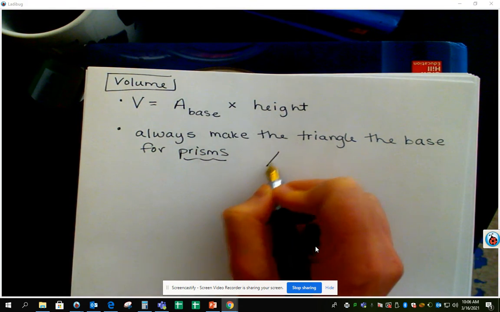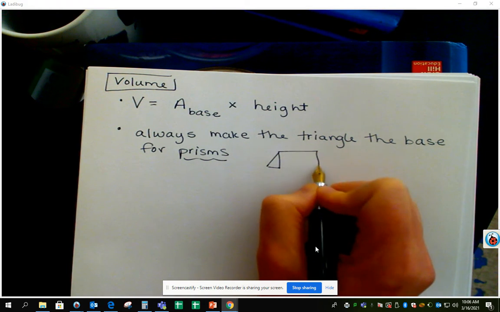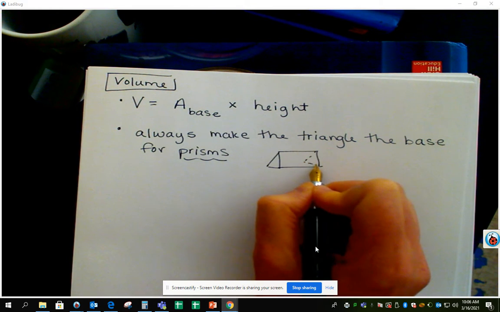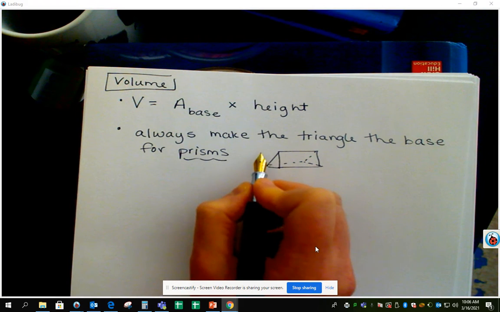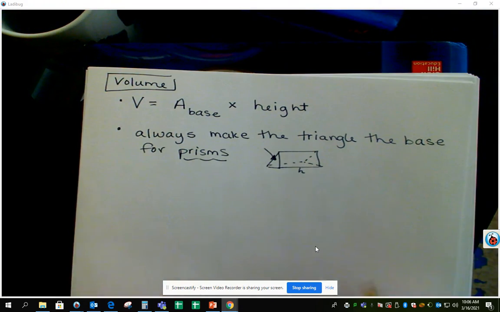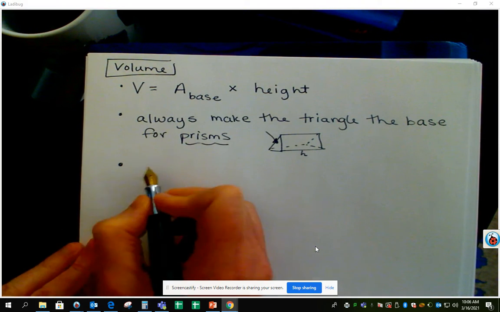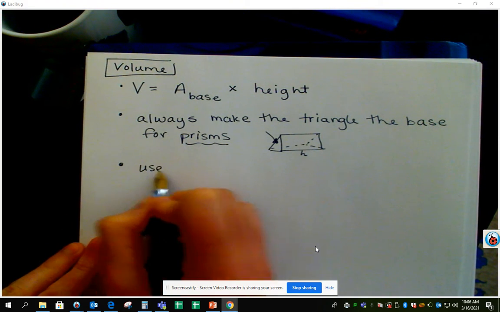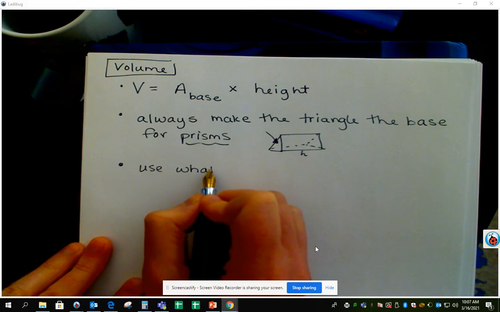So even if your prism is on its side like this, you would still make the triangle the base, and then this would be the height. Okay, use whatever shape is on bottom.